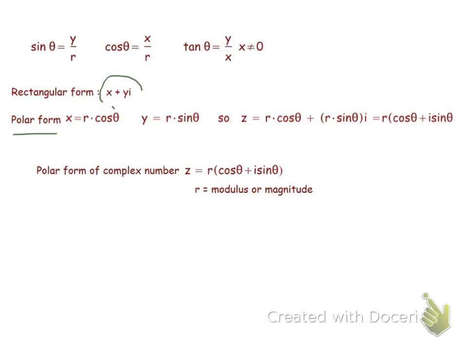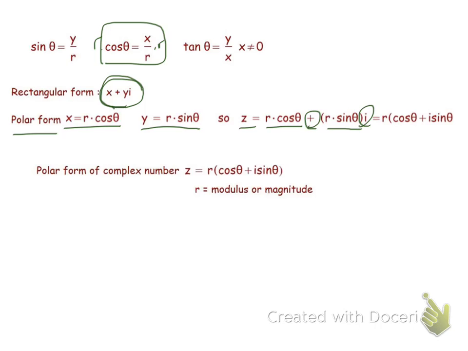The rectangular form of a complex number is what you're used to, x plus y times i. The polar form: to get the x, take this, multiply both sides by r, and x is equal to r times cosine theta. y is equal to r times sine of theta. So that means z is going to be r times cosine theta plus r sine theta times i. And it can be written this way: r times (cosine theta plus i sine theta). r is the modulus or the magnitude of that complex number.